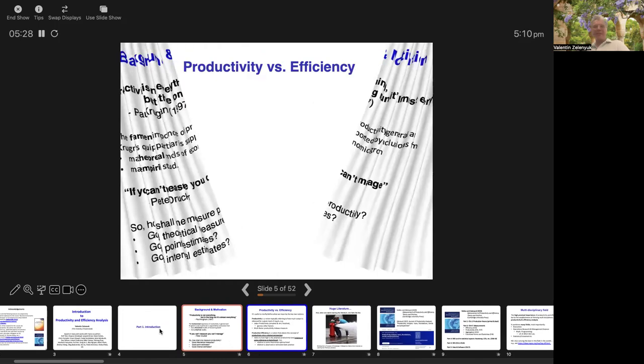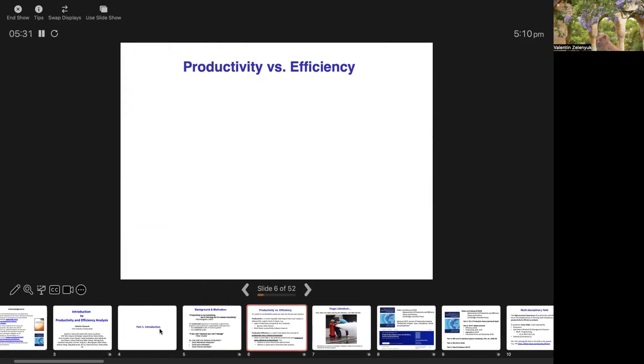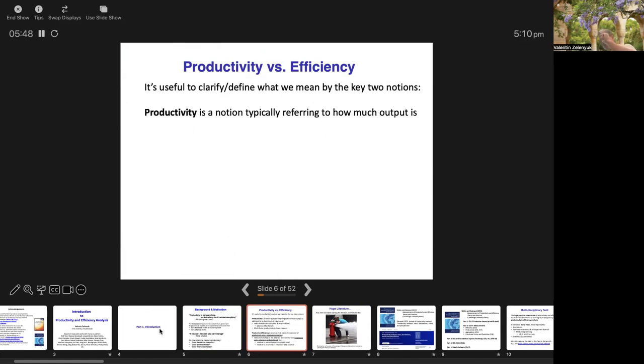Let's now look at this in a little more detail from a philosophical or conceptual perspective. First, we want to distinguish two notions that are often used interchangeably: productivity versus efficiency. So what is the difference? Productivity has many measures and many details, but at the end of the day, it boils down to a simple notion that typically refers to how much output is produced from given inputs.